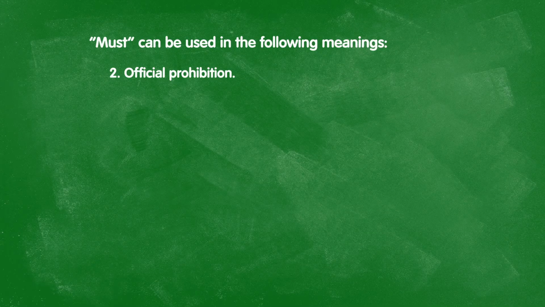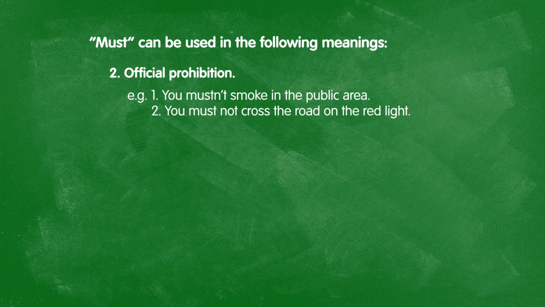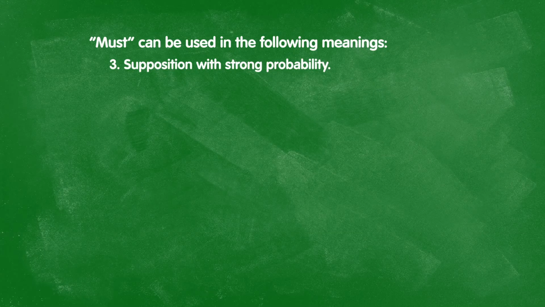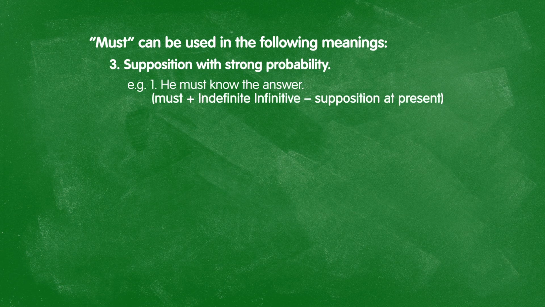Likewise, we can also use must to discuss official prohibition or a ban. For example, you mustn't smoke in public areas, and you mustn't cross the road on a red light. We can also use must to express supposition with strong possibilities, or to express things that we know to be true. Let's look at some examples using this.